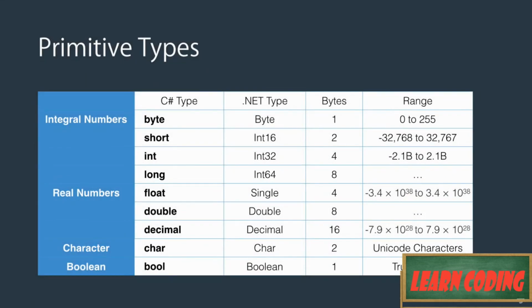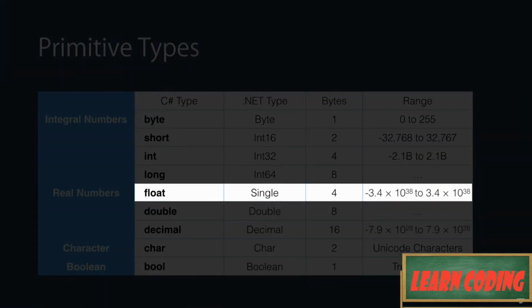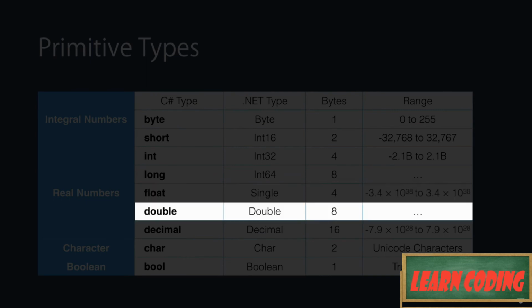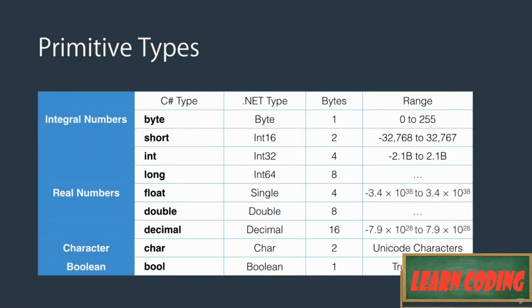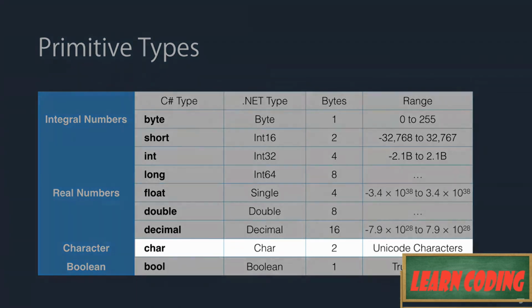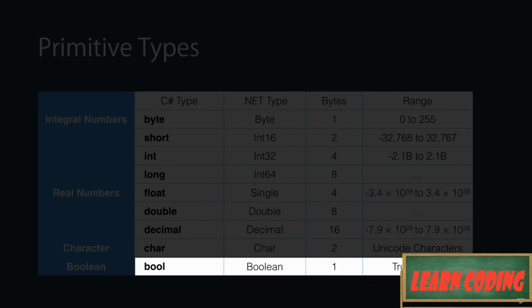In terms of real numbers, we have 3 data types: float, double, and decimal. Float maps to the single type in .NET Framework, and it takes 4 bytes. And as you see, it can store a very large number. Double is twice as big, so it uses 8 bytes. And decimal uses 16 bytes. The more precision you need, the bigger data type you use. We also have character, which is represented by the char keyword, and it's 2 bytes. So characters in C# are Unicode. And finally, we have bool, which represents Boolean, which can be either true or false.